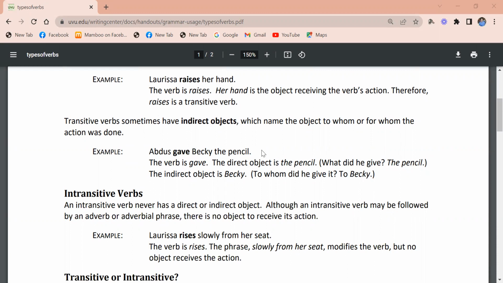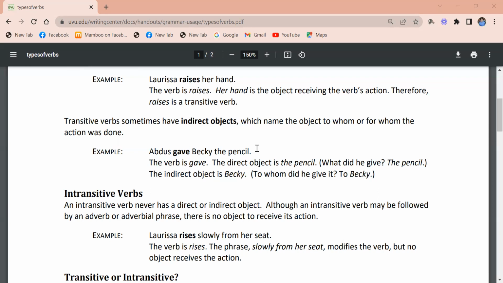What is the direct object here? Abdus gave what to Becky? The answer is pencil. So the pencil would be the direct object. How are we going to identify the indirect object? The answer, to whom? Abdus gave the pencil to whom? Becky. So Becky is the indirect object. Abdus is the subject, gave is the verb, Becky is the indirect object, and pencil is the direct object.